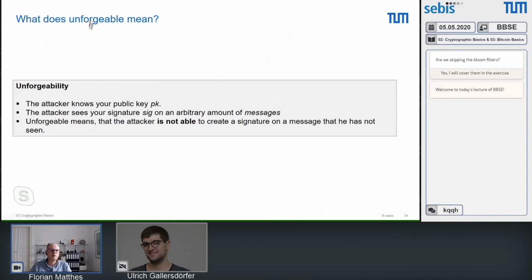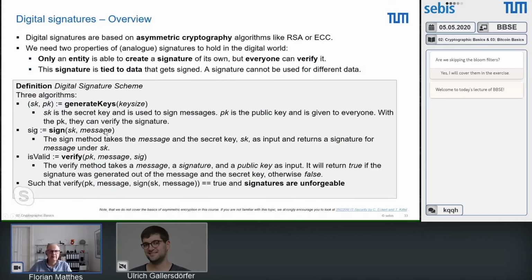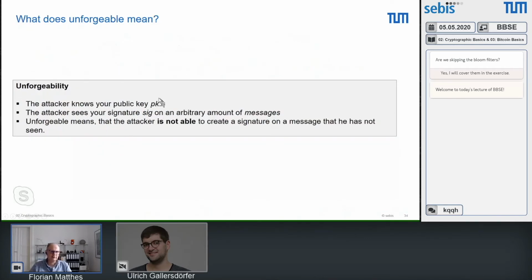So unforgeable means that it can be mathematically proven, which is not our job today, that you can prove for these algorithms if you know the public key, at least you see the signature, and an arbitrary amount of messages. That was an attack vector in the Second World War with the Enigma. If you have enough messages, let's say messages of submarines, you can control where the submarines move.